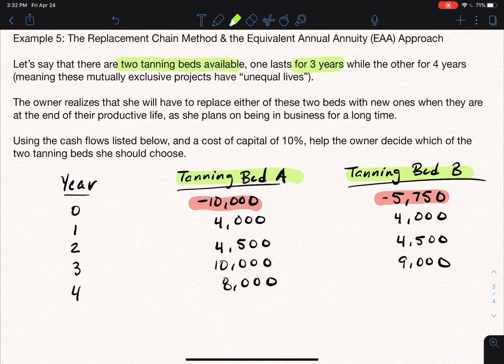All right. And so the owner realizes that she's going to have to replace either of the beds with new ones when they hit the end of their life, because she's not expecting to close her business or close up shop when these products stop working. She's just going to have to replace them, because she plans to be in business for a long time. Well, don't we all? And so we're going to look at some different options on how you can compare mutually exclusive projects that have different lives, because you're trying to ultimately make a decision as to which one's going to be the most profitable for your business. All right. And we're going to keep the same cost of capital at 10%. And so let's dive in.